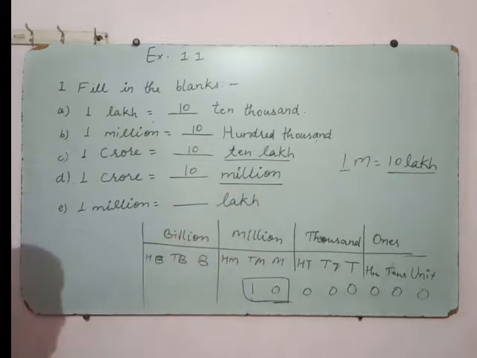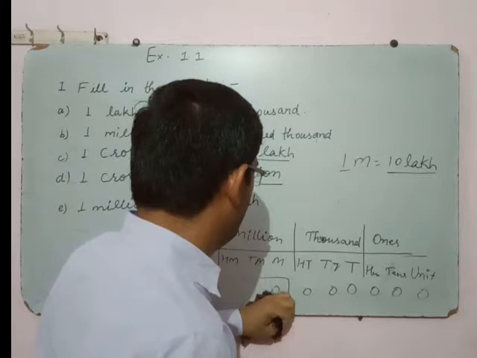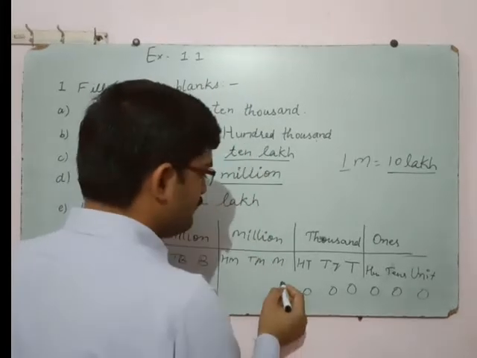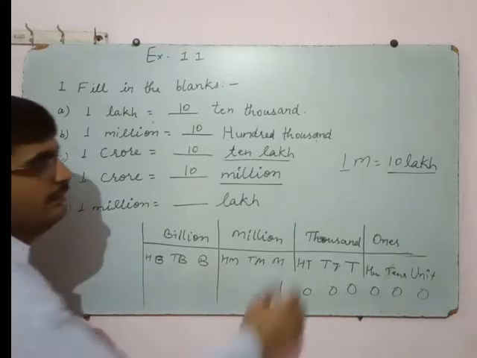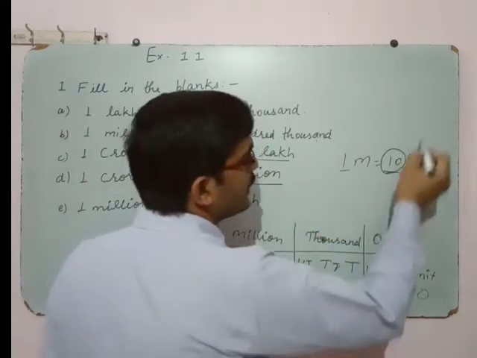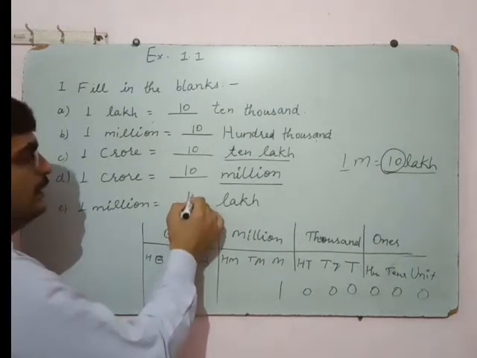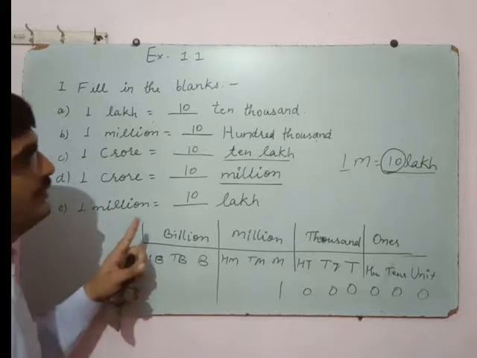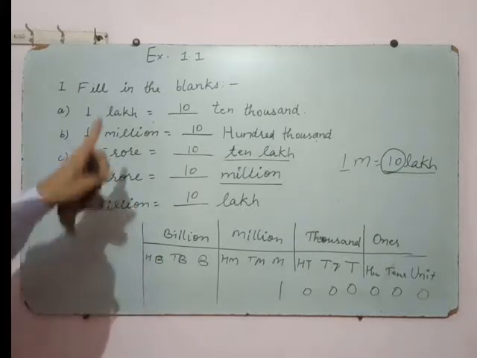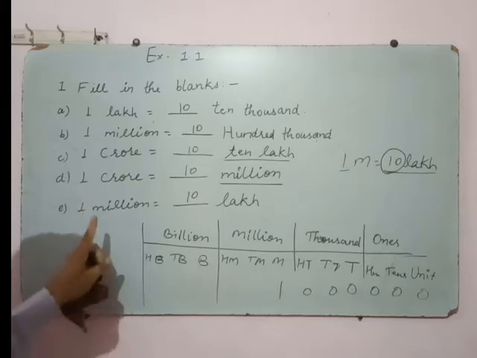Is that clear? Next is 1 million. Equal to how many lakhs? We have told you 10 lakhs. 1 million equal to 10 lakhs. It means there will be 10. Okay. So this is our first question of exercise 1.1 of chapter 1, class 6.